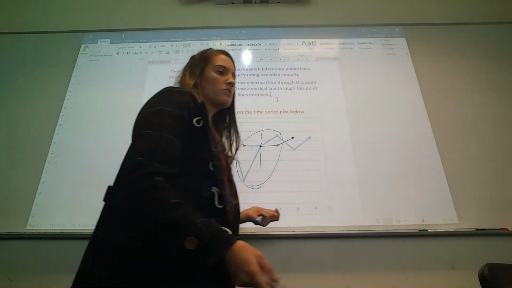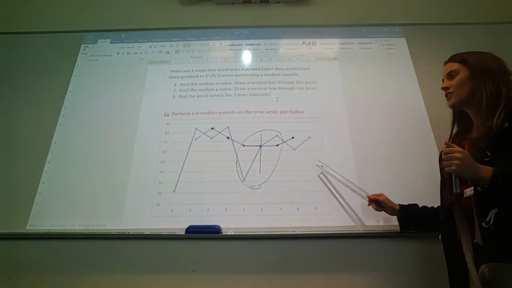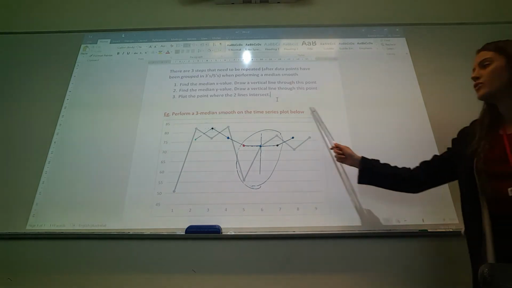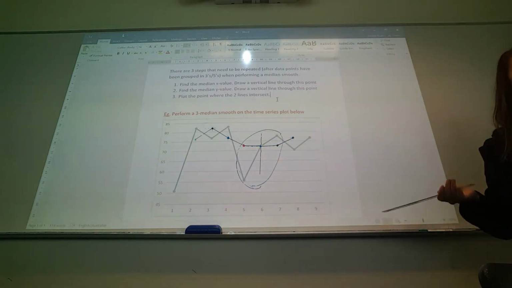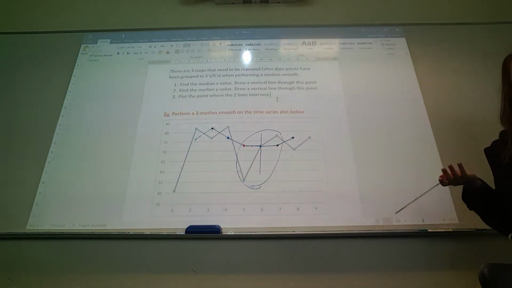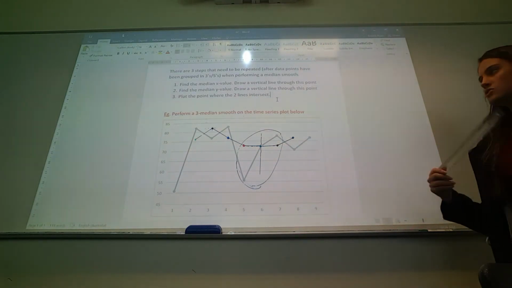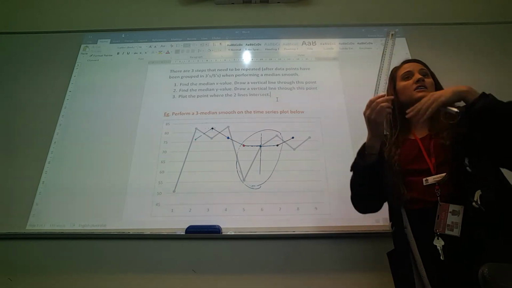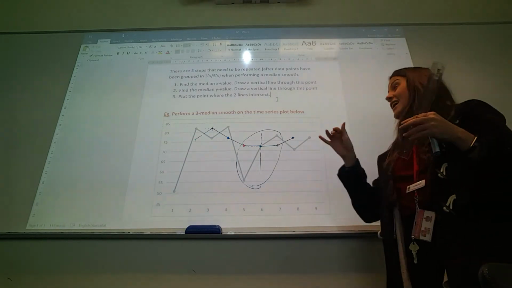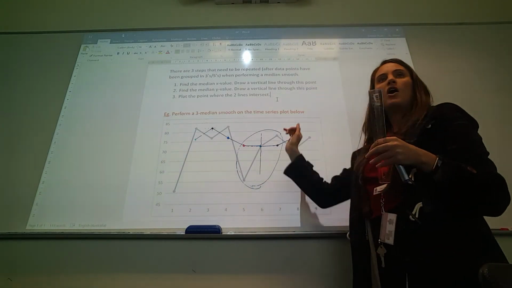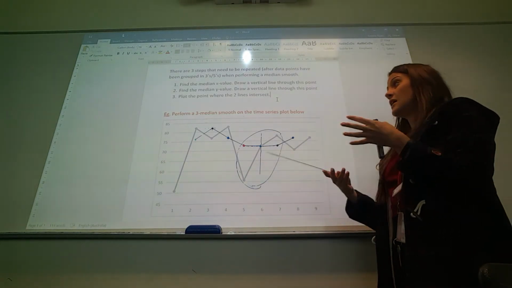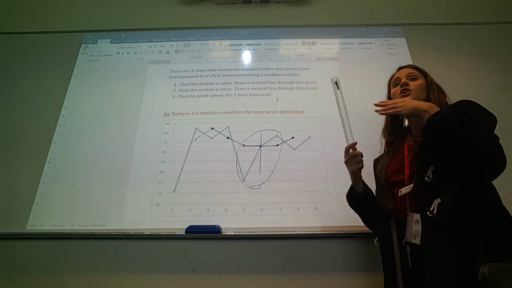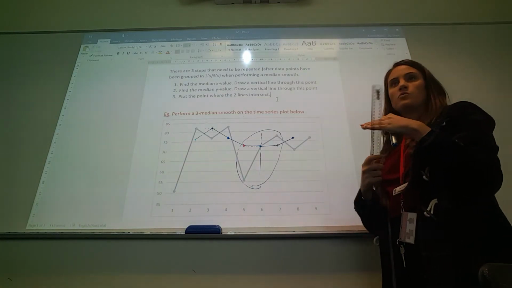It is fairly time consuming, but quite often something like this will be an exam question, not the whole thing, but it might say find the third smooth point on a 3 median smooth and show your working out. Your working out is putting in those crosses. The circles aren't necessary. I just drew the circle so you can see what points I was using. But if it asks you to show your working out, you need to show your cross. That's the working out.